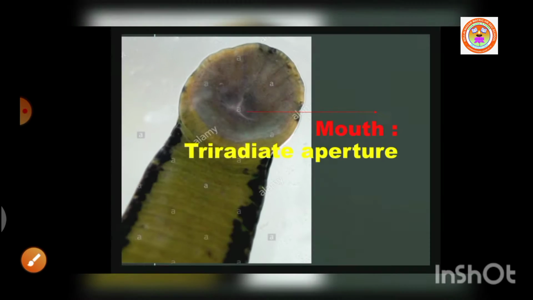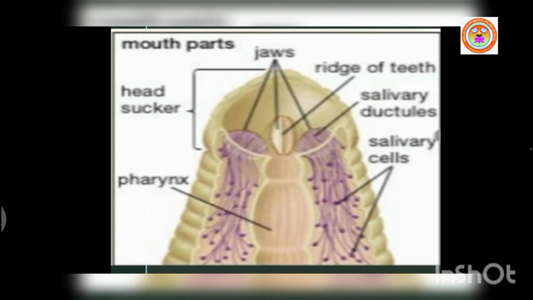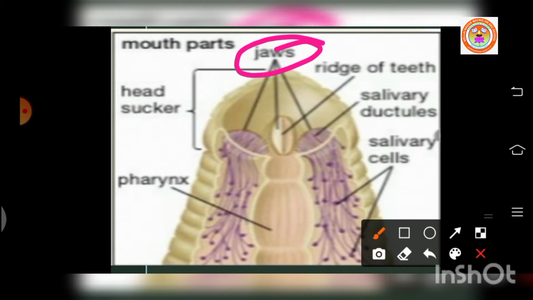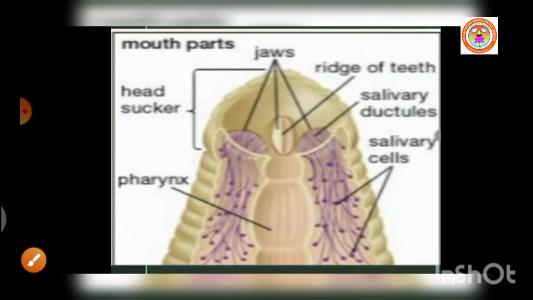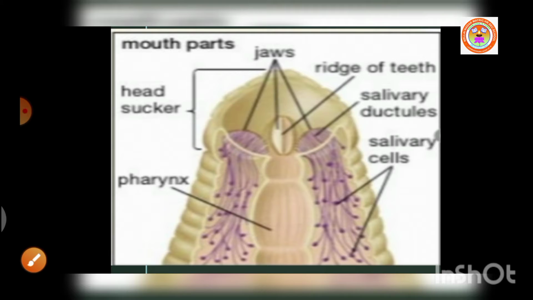Mouth is a triradiate aperture situated in the middle of the anterior sucker, as shown here, that leads into the small buccal cavity. The wall of the buccal cavity bears 3 jaws and a single row of minute teeth. The jaws are provided with papillae which bear the opening for salivary glands. Mouth and buccal cavity occupy the first 5 segments.